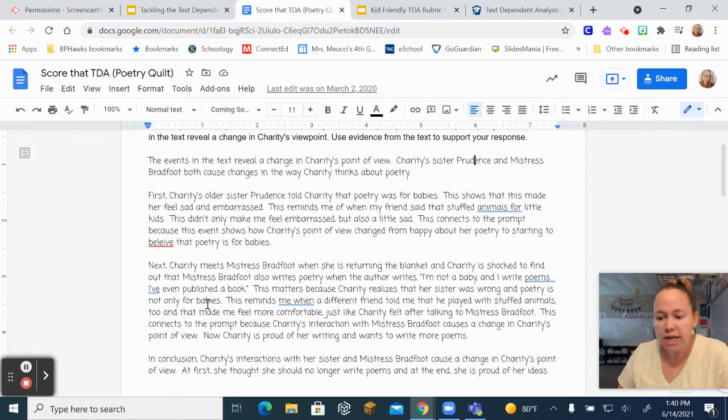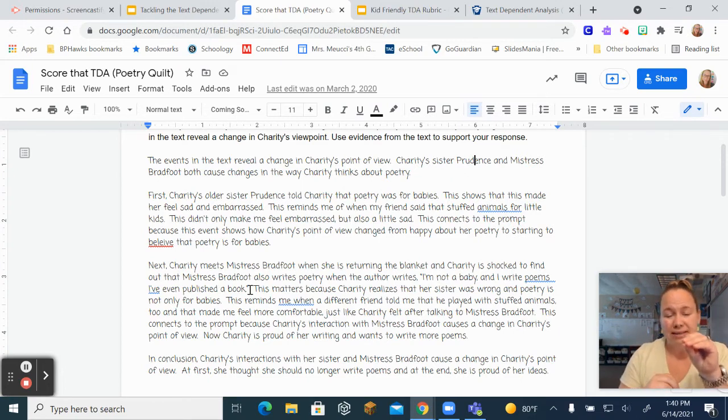Next, transition word. Charity meets Mistress Bradfoot when she is returning the blanket, and Charity is shocked to find out that Mistress Bradfoot also writes poetry when the author writes, I am not a baby and I write poems. I've even published a book. There's my evidence. Sometimes what I do too is I have students go through and highlight their evidence in one color and their analysis in a second highlighter color. I always say that your analysis should be double your evidence. So if you have 1 line of evidence, you should have 2 lines of analysis, because really that analysis is what they're scoring you on.